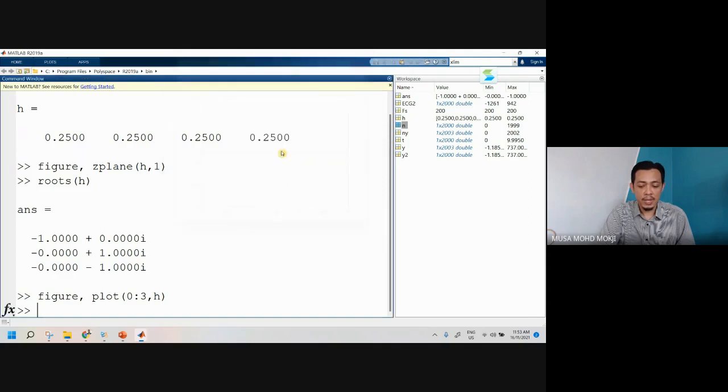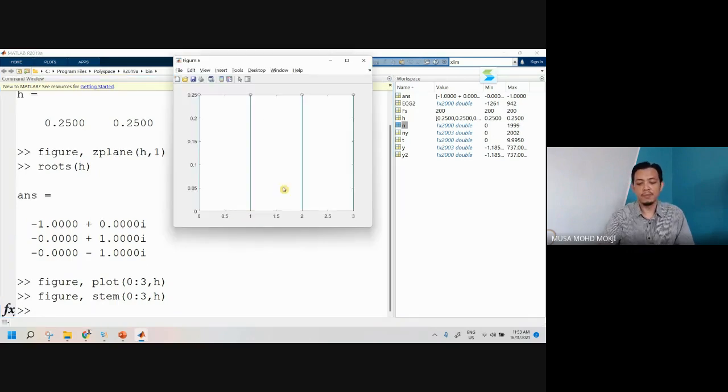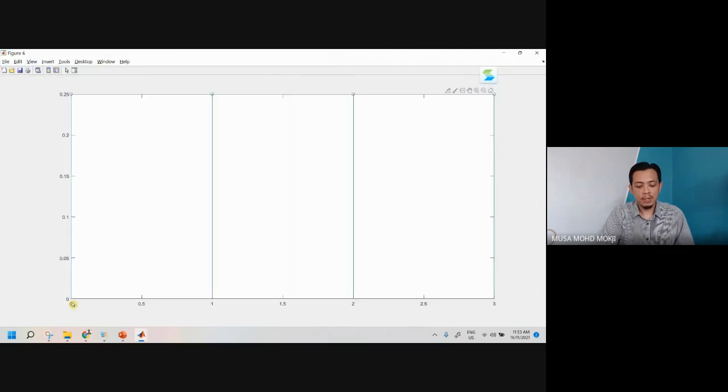A better plot is actually using stem. Now you can say that at sample 0 you have 0.25, sample 1 is 0.25, same thing at sample number 2, same thing at sample number 3. What is wrong with this plot? There is something wrong with this plot. Can anyone tell me what is wrong with this plot?